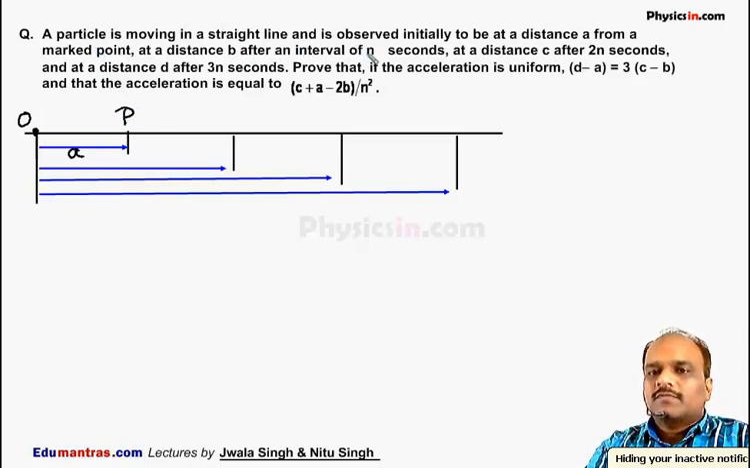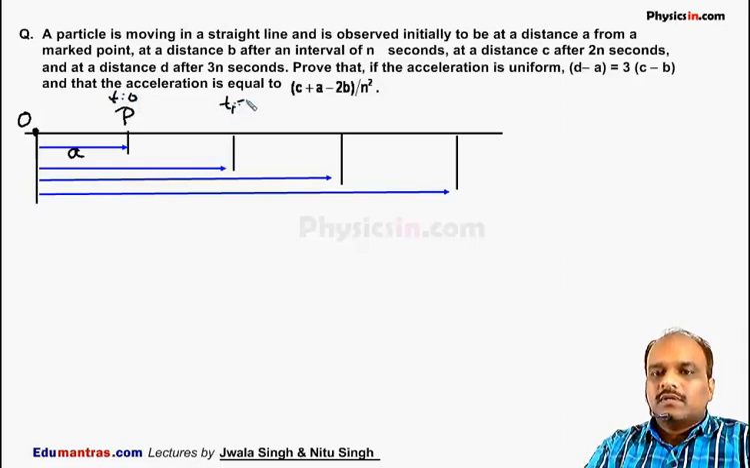After an interval of n seconds, let t equal to 0 at the start. At t equal to t1, this is equal to n, it is at distance b from this marked point. After that, at a distance c, this distance is c, at time t2, that is equal to 2n seconds, and at distance d, this distance is d, after t3, that is equal to 3n seconds.